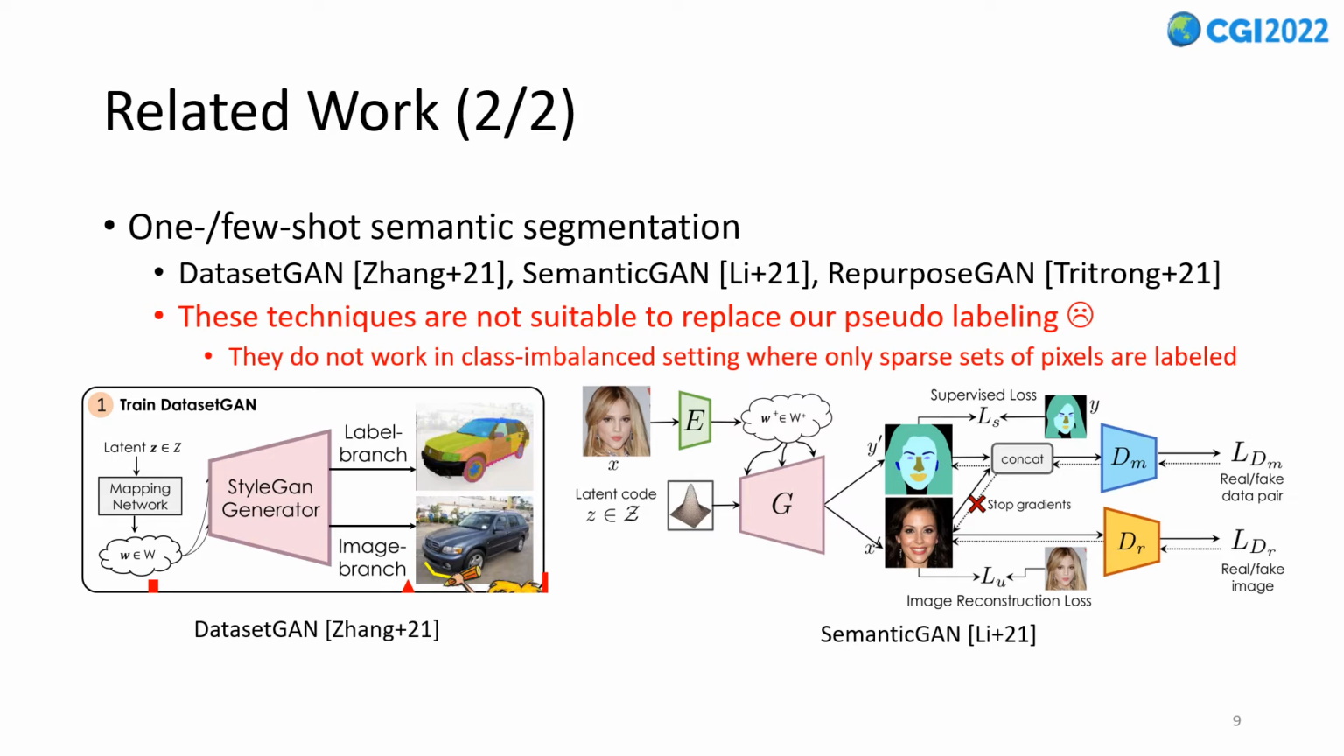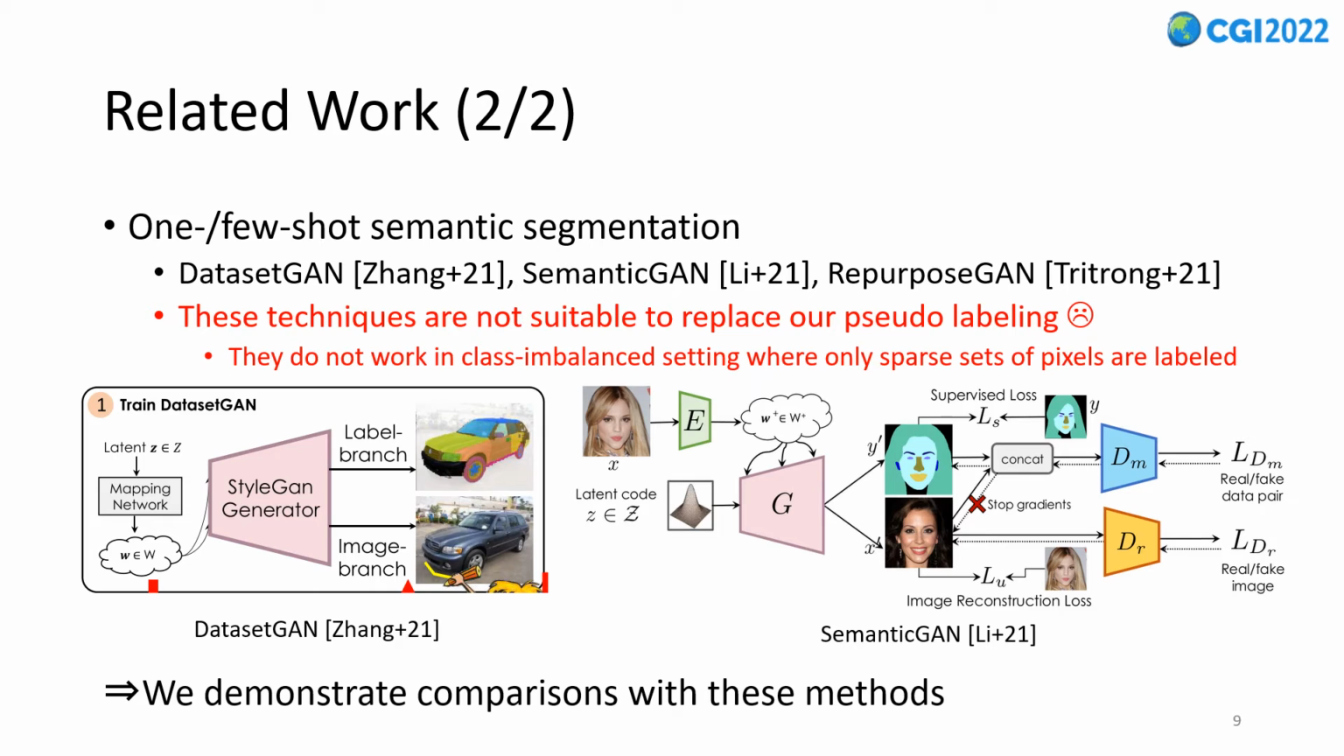Recently, several few-shot techniques were proposed to generate semantic segmentation masks for GAN outputs. However, these techniques are not suitable to replace our pseudo-labeling. They do not work in class-imbalanced settings where only sparse sets of pixels are labeled. We demonstrate comparisons with these methods later.